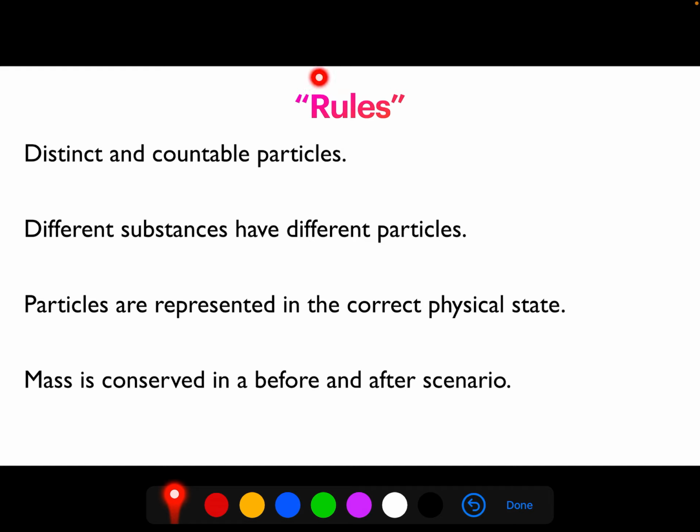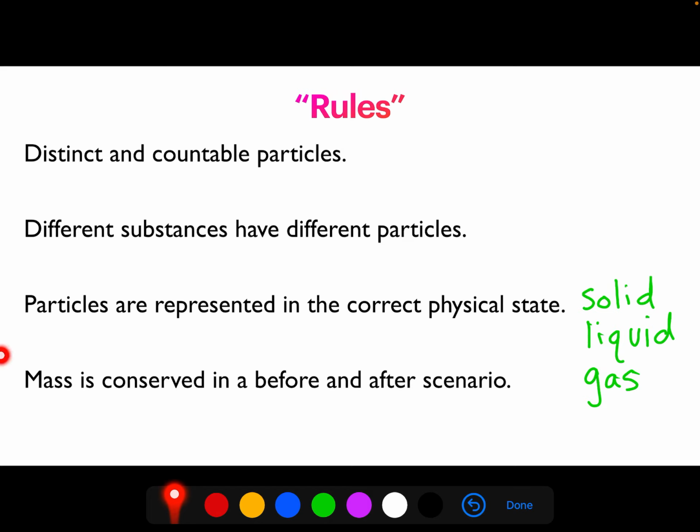So these are the rules that we use. We need distinct and countable particles. We want to remember that different substances have different particles. Particles are represented in the correct physical state, and correct physical state would mean solid, liquid, and gas. If it's possible to represent these, you want to be representing these. Obviously, with nuclear fusion, this isn't something that we're talking about very much. And then lastly, if possible, you're going to do a before and after scenario where mass or matter is conserved.